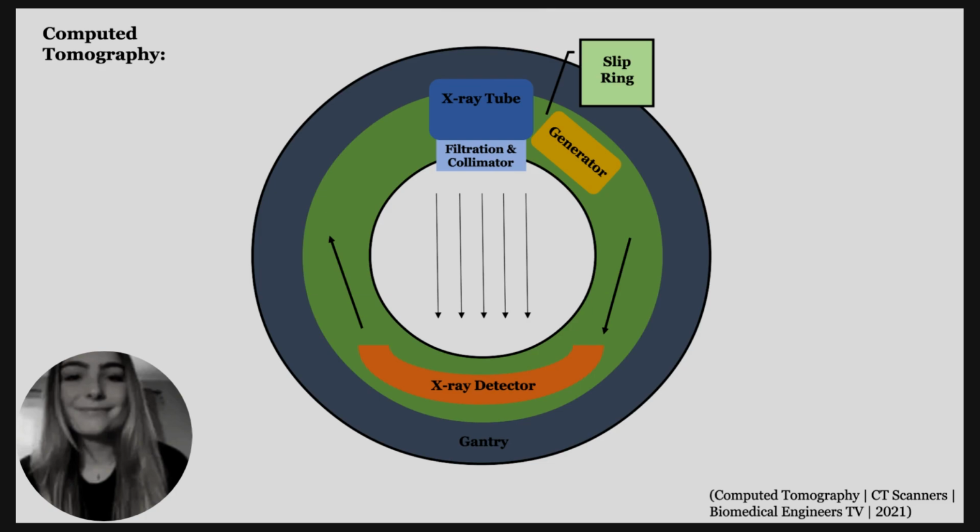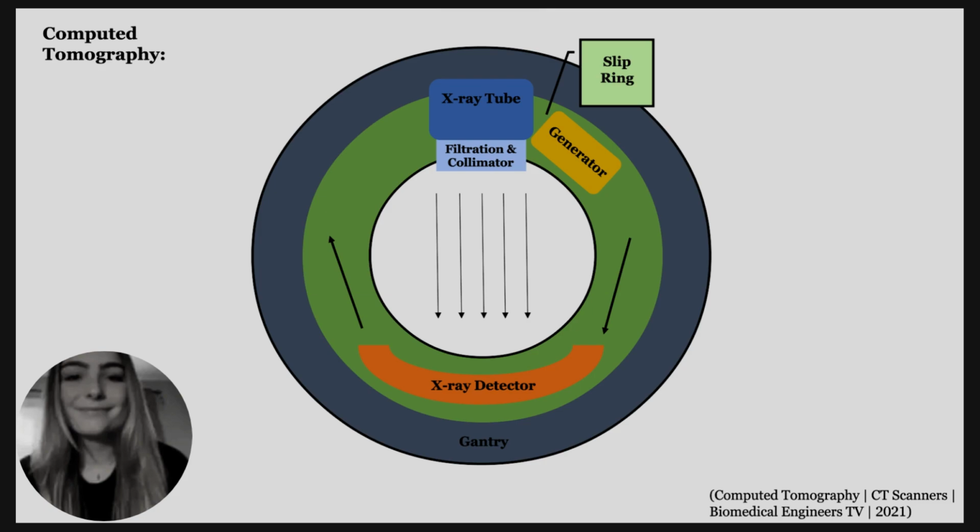In the gantry, there is a slip ring in the green. It maintains the electrical power in the scanner and allows it to spin continually to produce the CT images. There is also the generator in yellow. It plays a role of generating a high voltage source for the X-ray tube.